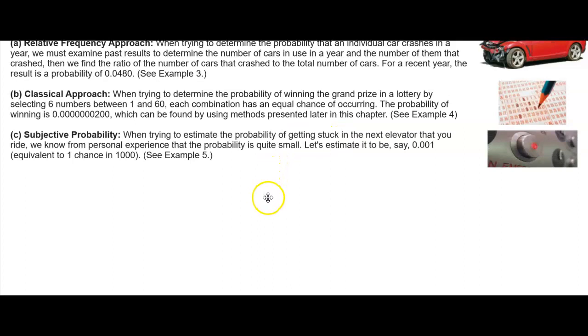Next, we have our subjective probability. When trying to estimate the probability of getting stuck in the next elevator that you ride, we know from personal experience that the probability is quite small. So let's estimate it to be, say, 0.001. That's equivalent to 1 chance in 1,000.